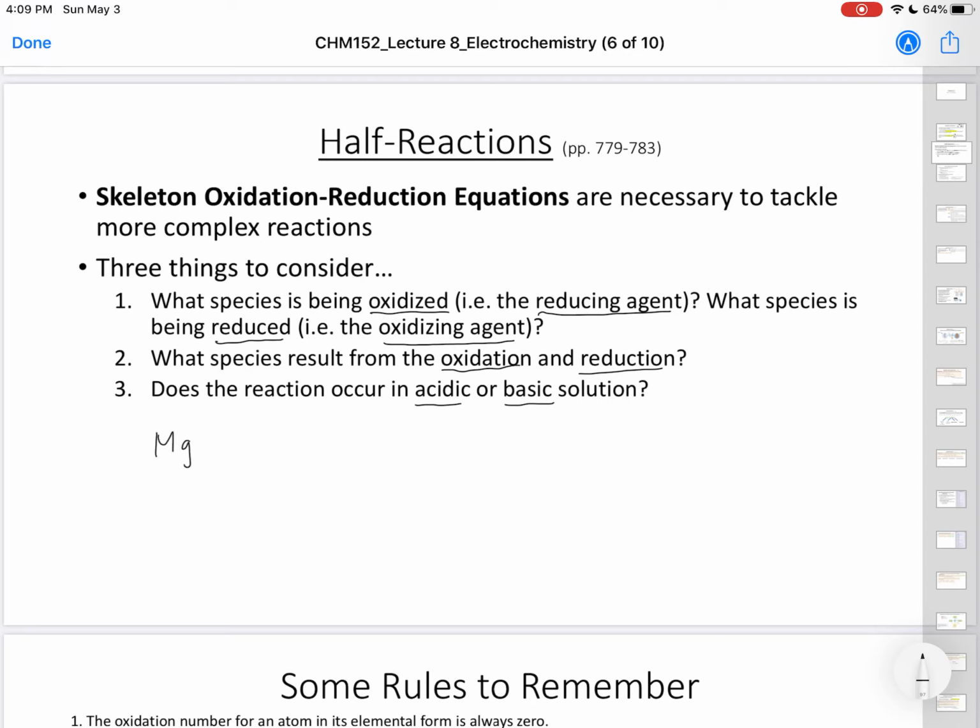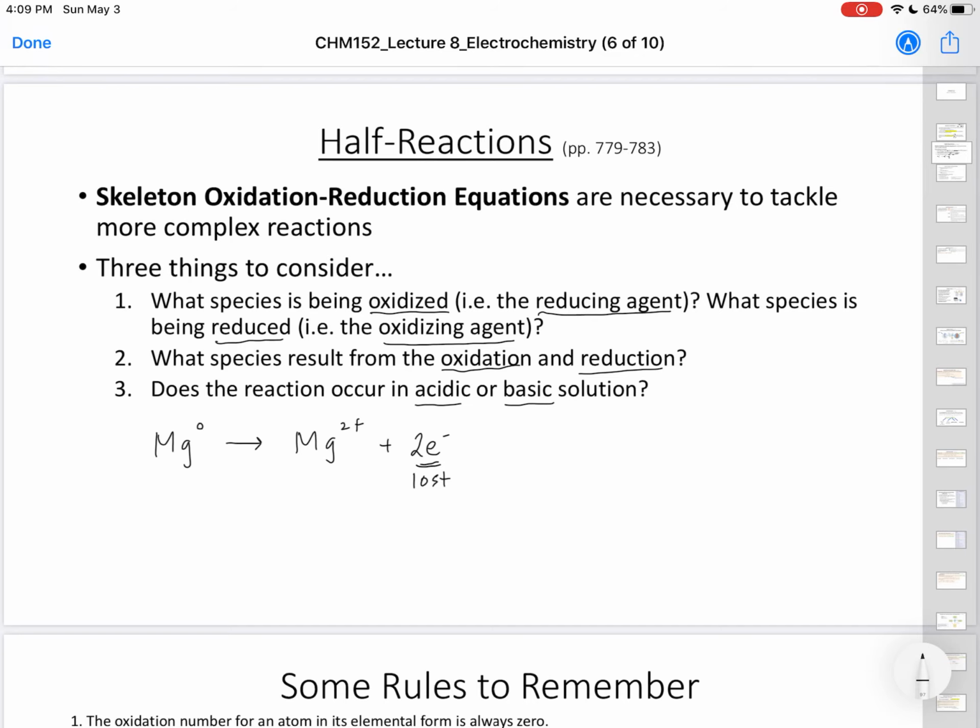Mg0 becoming Mg2+. We're going to think about how Mg0 became Mg2+. Well, it became Mg2+ because it lost 2 electrons, or it got separated from its 2 electrons, which really means that these 2 electrons have been lost.